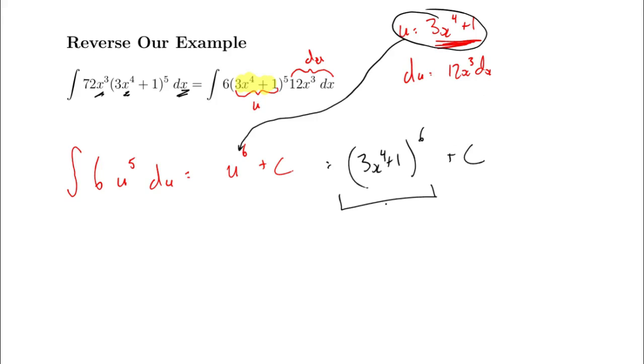So this works out pretty nicely for us. This process that we have of doing this variable substitution hopefully is helpful. Remember, we're looking for an inside function and a derivative pair. And here we had to split things up a little bit. We had to take this 72x cubed and write it as 6 times 12x cubed. That way we could find this derivative pair.